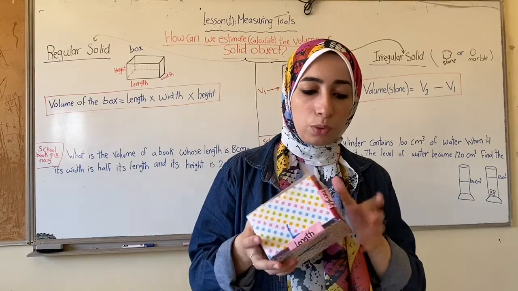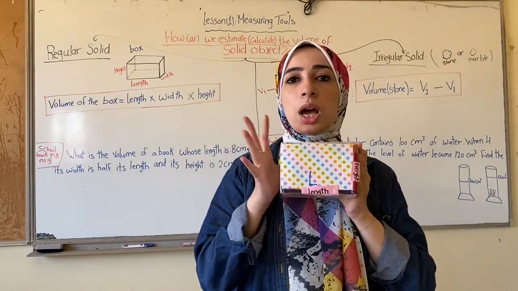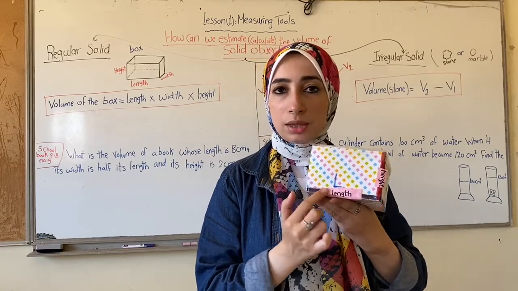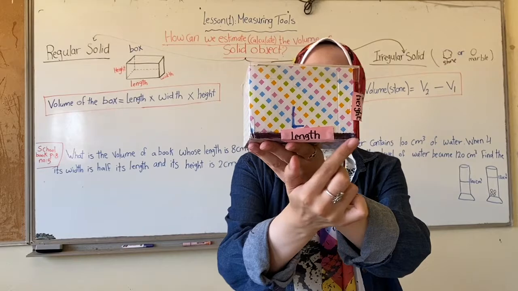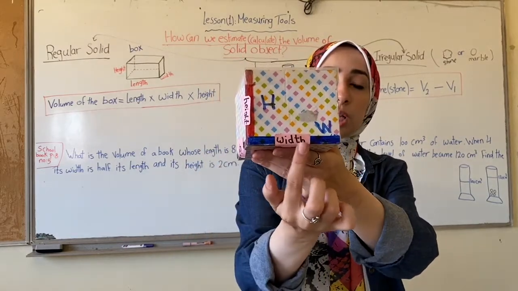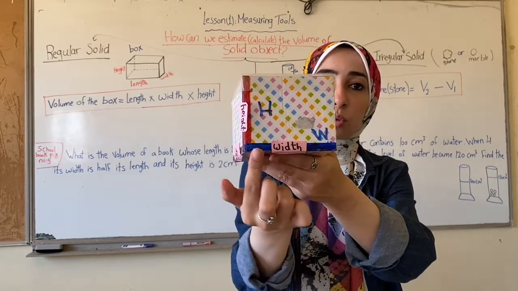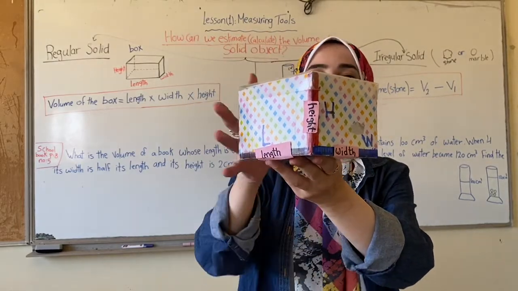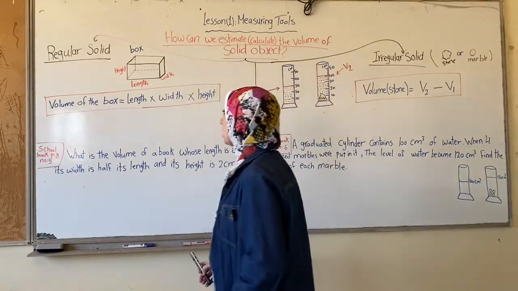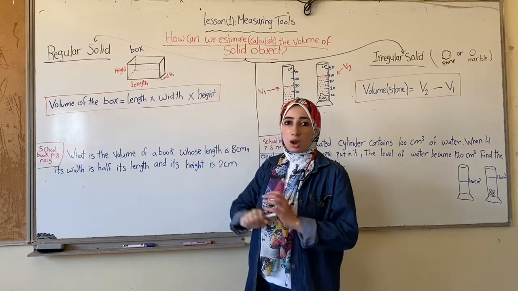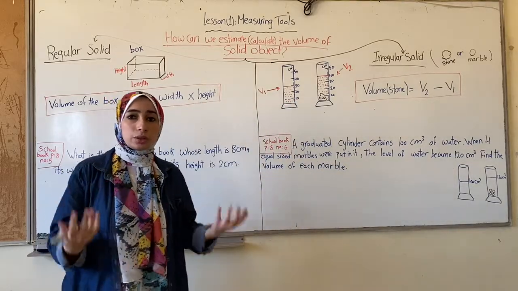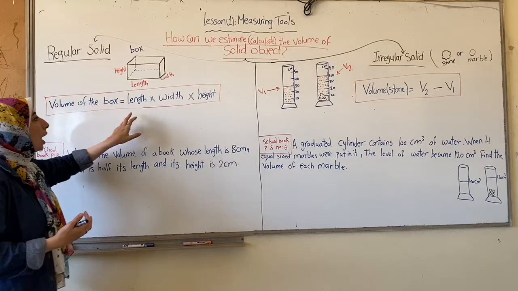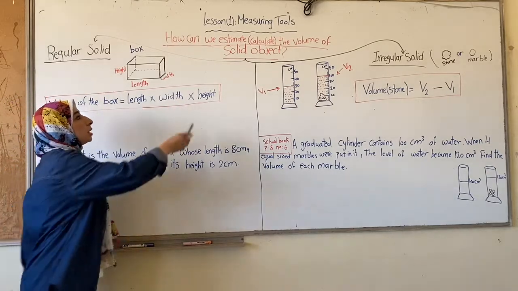Before I measure the volume of this box, I have to know three numbers. I have to know the length, this straight line called the length. Number 2, I have to measure its width, this straight line called width. And the last one, I have to measure its height, this straight line called height. So I have three numbers: length, width, and height. To calculate the volume of this box, a regular solid, I will multiply length times width times height.